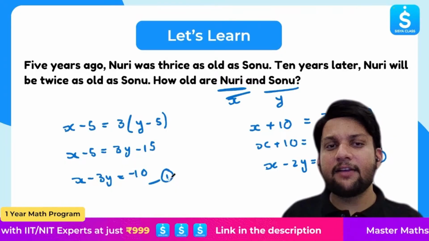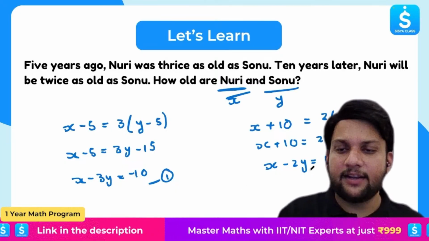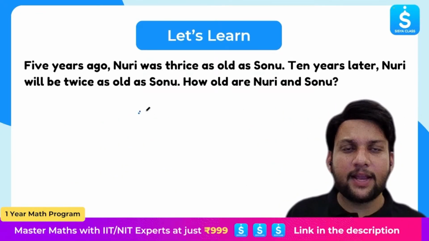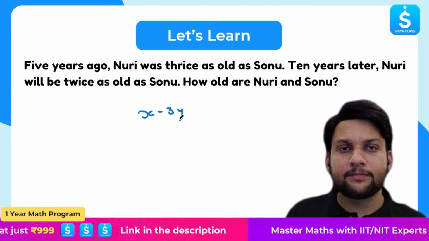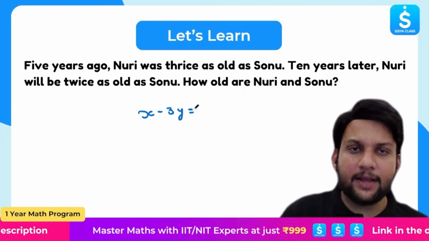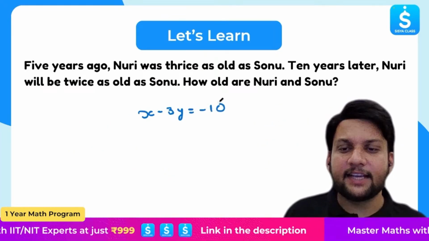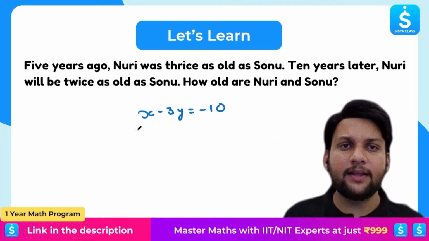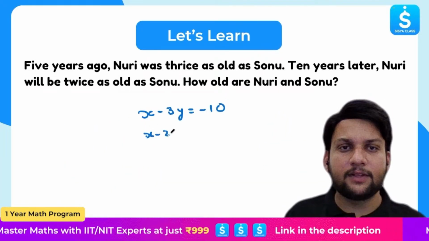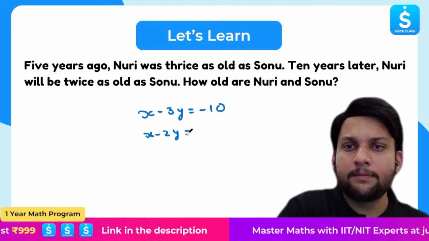So this becomes my second equation. So X minus 3Y equals minus 10 and X minus 2Y equals 10. I'll just write it here. So X minus 3Y is equal to minus 10. And the second equation was what? X minus 2Y is equal to plus 10, right?